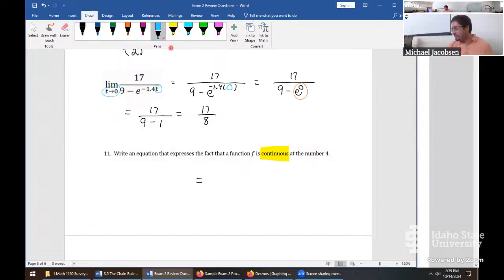So if we're continuous at the number 4, the one thing that this means right out of the gate is we're going to write the limit as x tends towards 4. So we've just got to write that bit right there for this bit of information. The function goes inside, f of x.